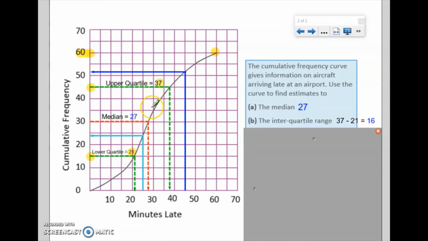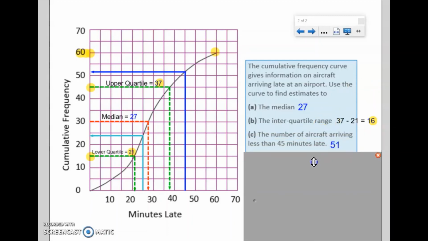So both of those green dotted lines are going to help us find the interquartile range, but they don't actually give us the final answer until we do a small subtraction over here to tell us that the interquartile range is 16. Remember, the interquartile range is referring to the middle 50% of the data.